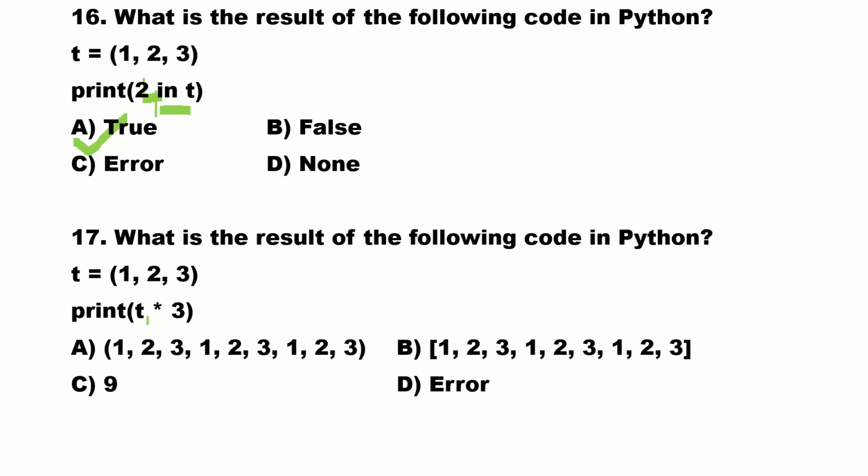Next one, what is the result of the following code in Python? Here the asterisk operator is used. What is the use of this asterisk operator? It is used to repeat a tuple multiple times. So how many times will it be repeated? First time, second time, third time. Okay, 1, 2, 3. Three times it will be repeated. So the correct option is option A. The asterisk sign is used to repeat a tuple multiple times.